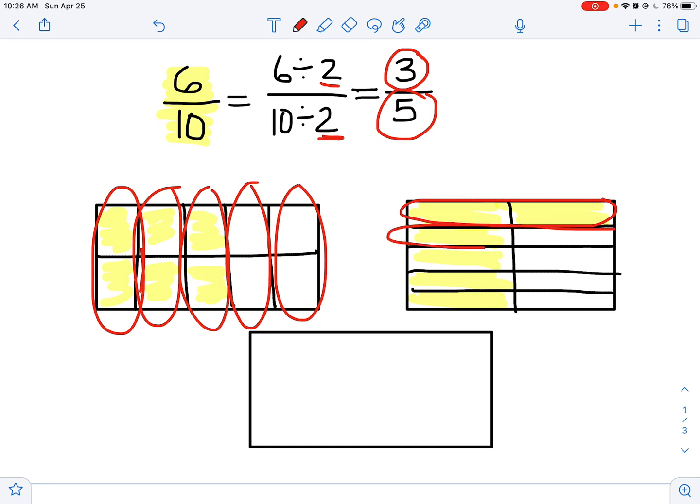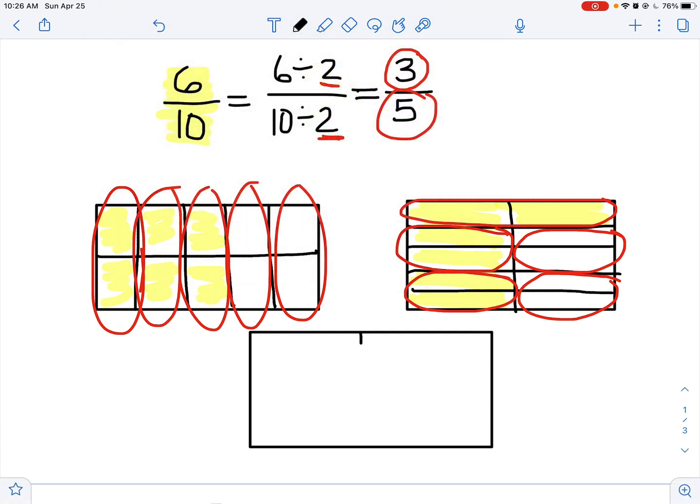Now remember, can I do this? I can't because one is shaded and one is not shaded. Remember, you have to find those groups that are either all shaded or all not shaded. But now I have 5 groups of 2, 3 of which are shaded, okay? Does that make sense? So it doesn't matter how you draw it as long as it represents what we're asking.